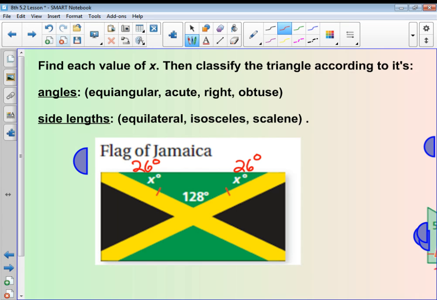Okay, so now we'll go ahead and name it according to its angle measures and its sides. So the largest angle measure is going to tell us the name of the triangle, 128 degrees, and it is an obtuse angle, so it's an obtuse triangle. And we've got two angle measures that are the same, which means there's one isolated that's not the same. So that would be an isosceles triangle.